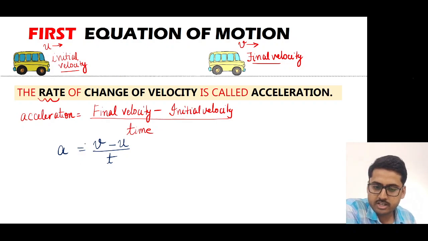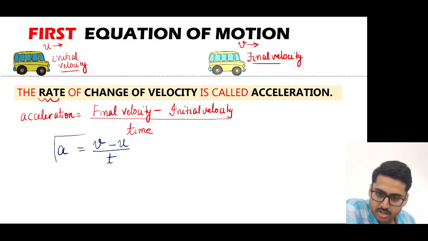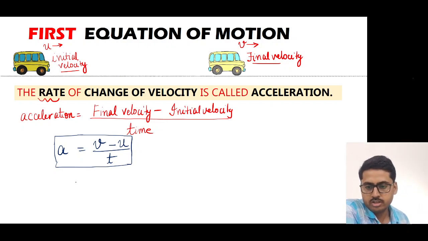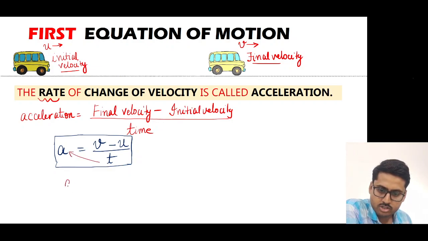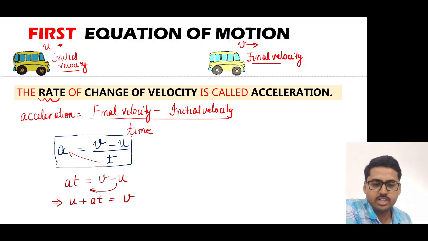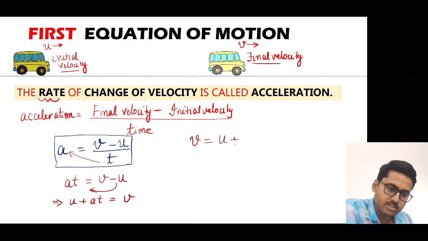So this is basically the first equation of motion, but we can multiply and cross-multiply and write this equation in a nice way. So let us see how we can represent that. If I multiply by T, this will become AT is equal to V minus U, and if I transpose U to the left hand side, I'll get U plus AT is equal to V, and if I interchange the left hand side and right hand side, I'll get a beautiful equation, that is V is equal to U plus AT.